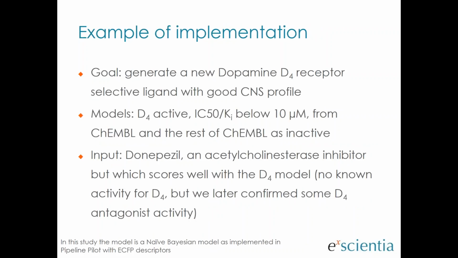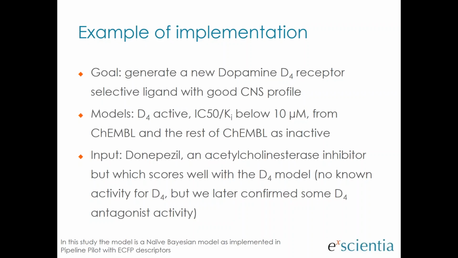So how do we merge all of it together? In this example, we will try to define a new ligand for the dopamine D4 receptor, which goes in the brain, so it needs a good CNS profile. What do we do? We take all the data from ChEMBL and we annotate if it's active against D4. We can use the p-ChEMBL value or just the assay, and we say if it's below 10 micromolar, you are active, and any other compound from ChEMBL is inactive for the model.